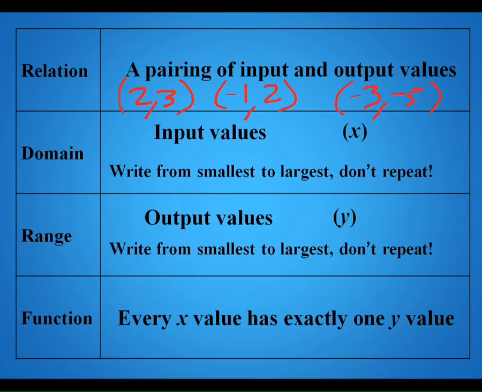And then we had a function. That was also vocab. It said every x value has exactly one y value. For every x, there's exactly one y. For every input, there's one output. Okay, this is what we've talked about before. We're going to continue talking about that a little bit today.